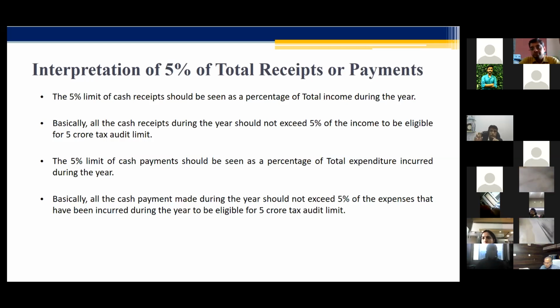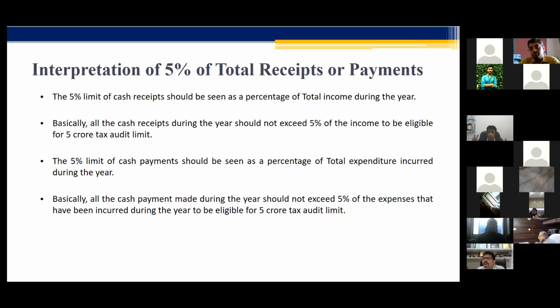There could be a situation where the expenditure has been incurred during the year, but it has not been paid during the year. It has been paid in the next year. So what happens? Does this section actually envisage that I prepare a profit and loss account on a cash basis or a balance sheet on a cash basis just to determine whether I fall under the audit limit or not? According to me, that cannot be the objective.